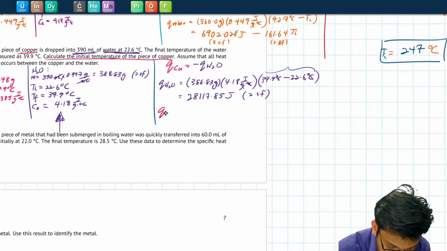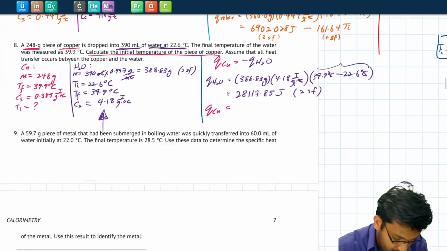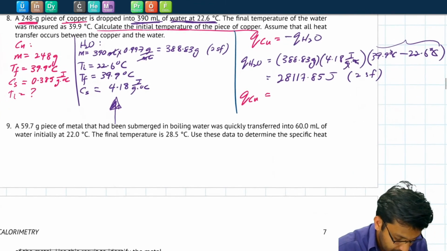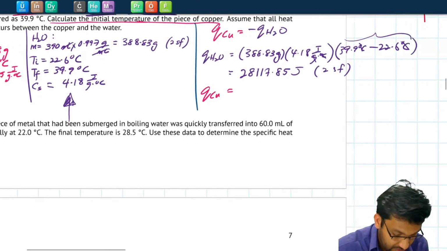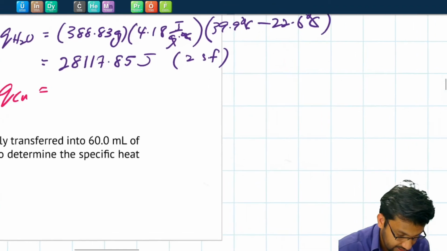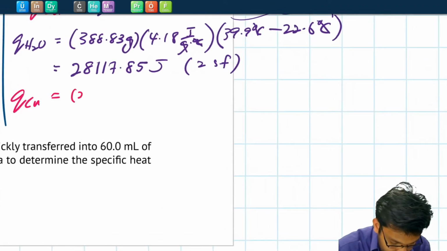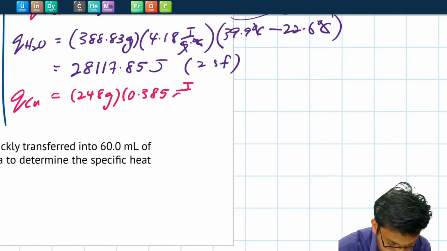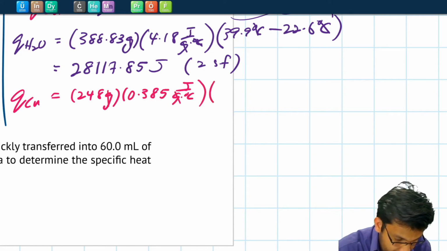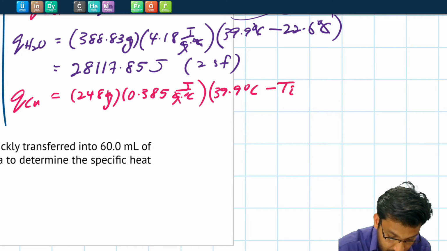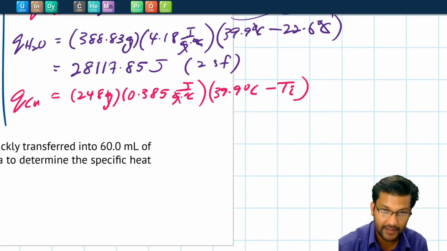We don't have all of the information, but we can calculate something. So we have the mass, we have the final temperature, we have the specific heat capacity, but not the initial temperature. So let's set it up. We have 248 grams as the mass, 0.385 joules per gram per degree Celsius as the specific heat capacity, and 39.9 degrees Celsius as the final temperature, but we don't know the initial temperature. We need to solve for that.